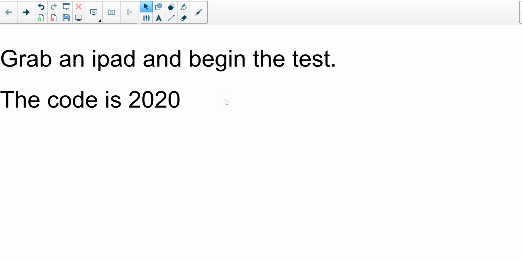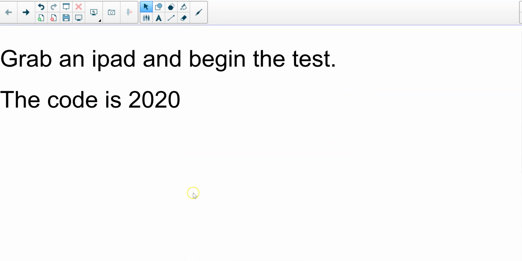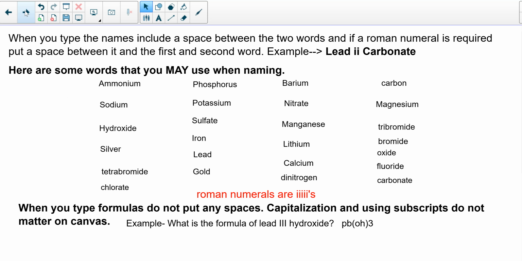Okay, today you're going to take the naming and formula writing parts of the test. You can find those here at the bottom. Bonded names from formulas, bonded formulas from names. Don't worry about this bottom part. It's not published. It's not part of the test. So once you take these two, you are done. Please take your time and do a good job on them. They are tricky, and spelling is important.